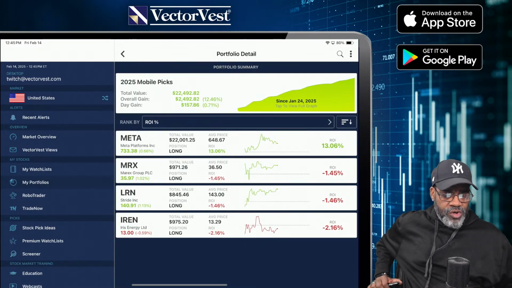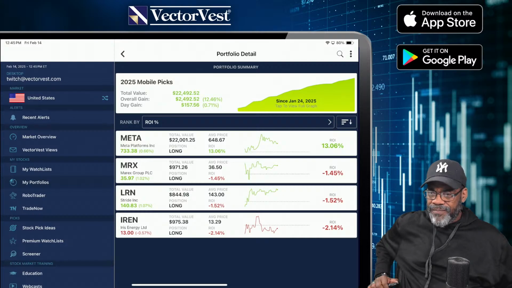Mobile picks. Look at your mobile picks. That's you guys for this year, 12.5%. Look at y'all. We're going to see if we can add a couple more today. I don't know if you want to or not.